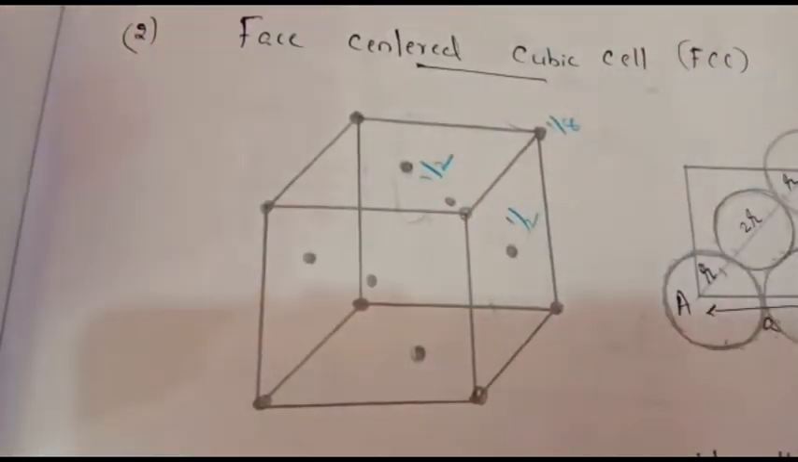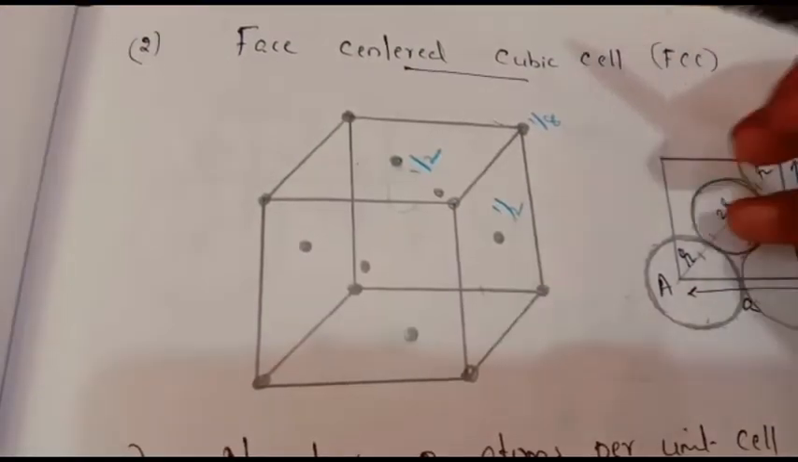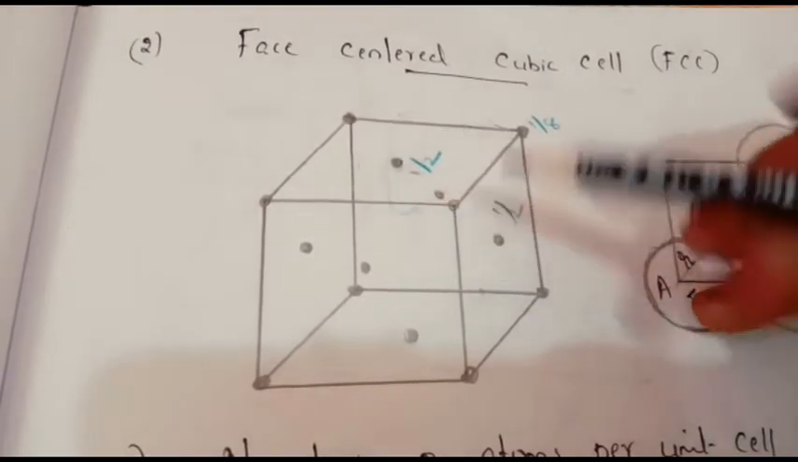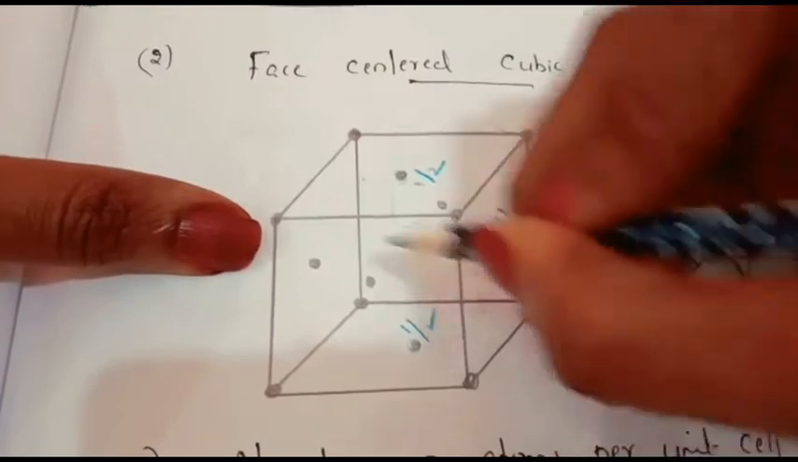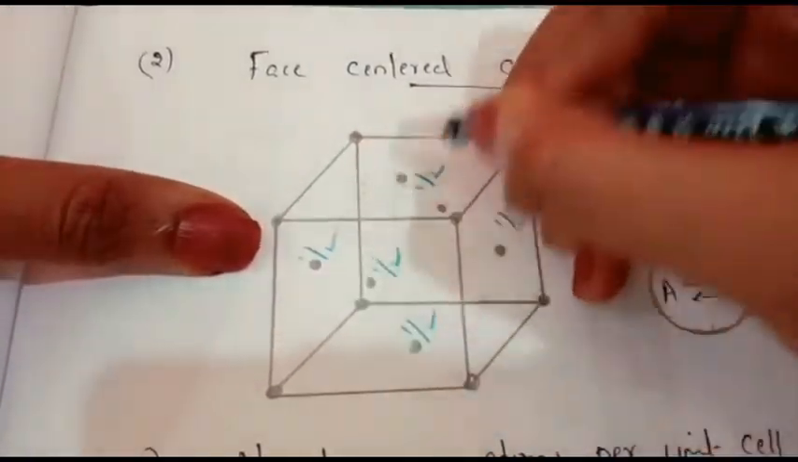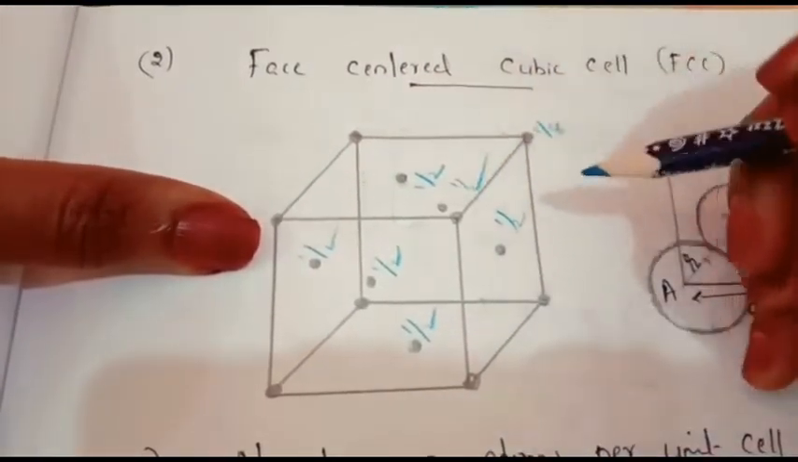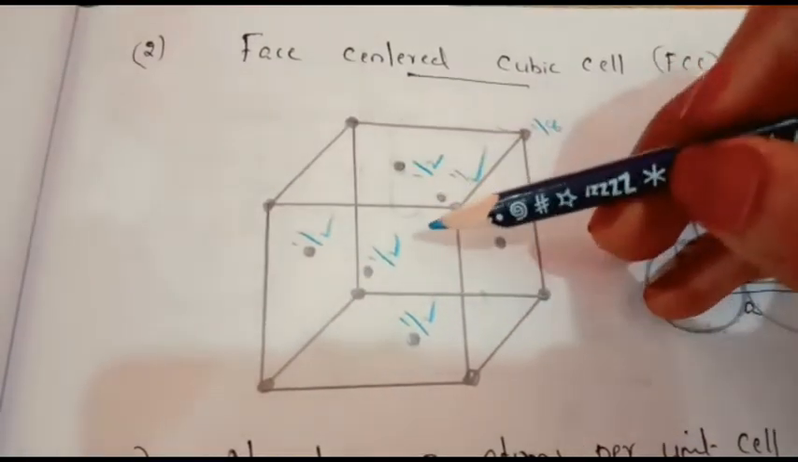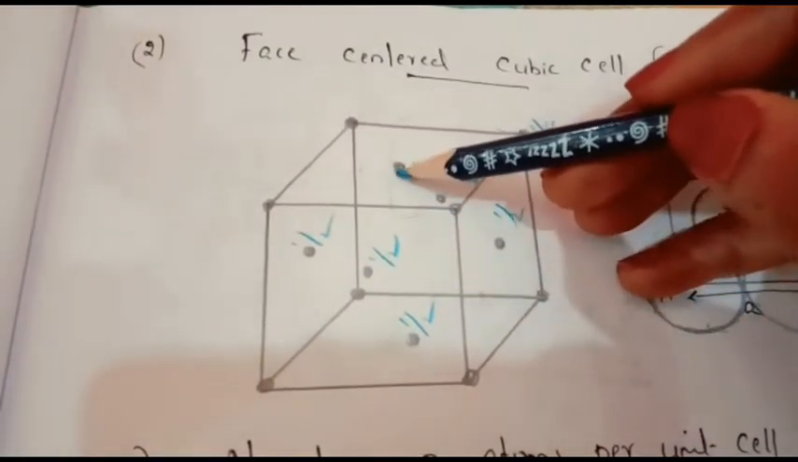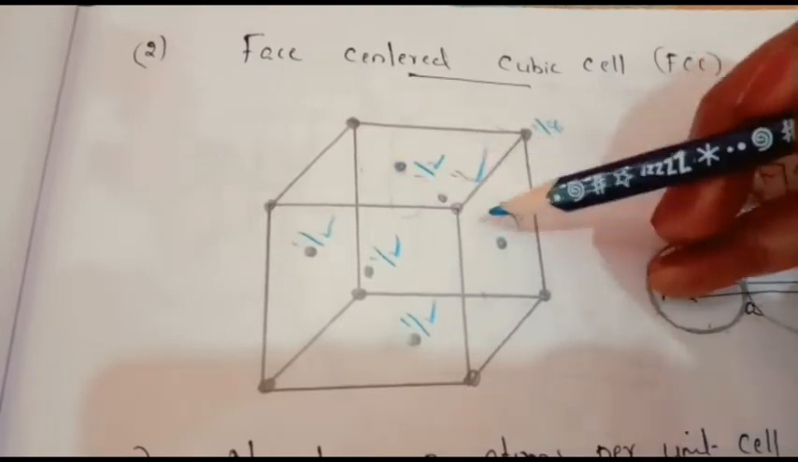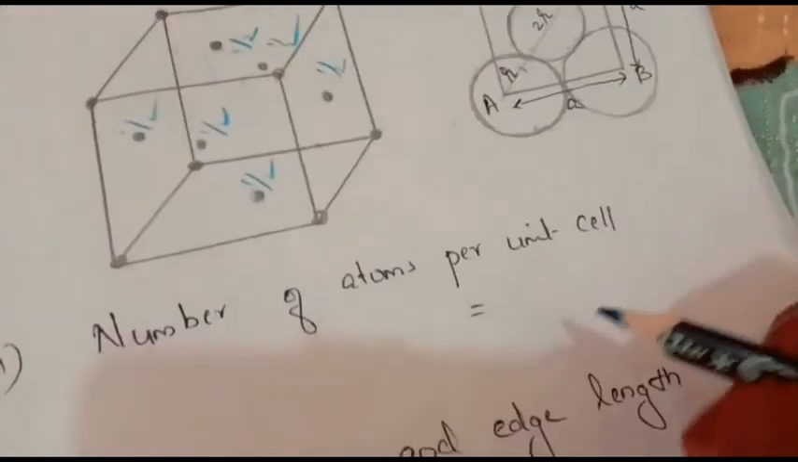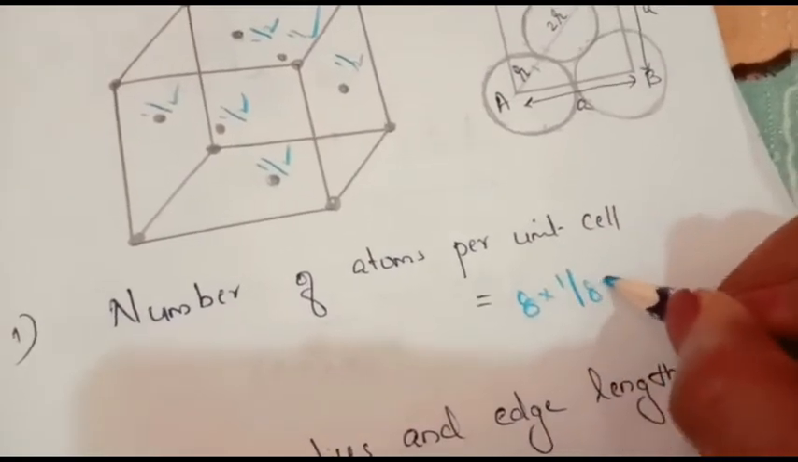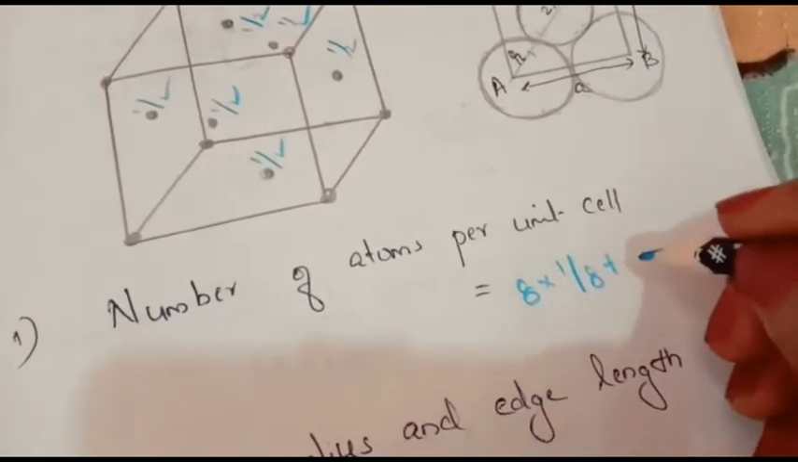So how many halves will there be? There are 6 faces in a cube, so a total of 6 halves: half, half, half. So in a unit cell, what is the contribution of atoms from the face centers? Only 6 into 1 by 2. So the total number of atoms per unit cell is 8 into 1 by 8 plus 6 faces into 1 by 2.